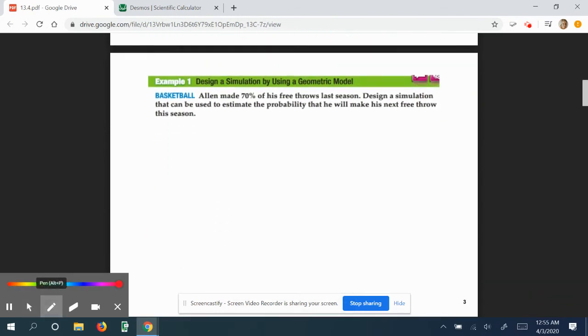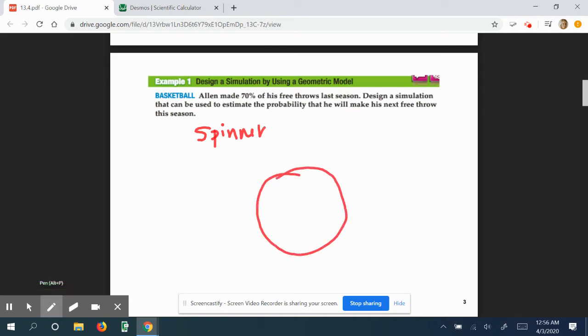Example one says, Allen made 70% of his free throws last season. Design a simulation that can be used to estimate the probability that he will make his next free throw this season. So a good way to do it would be a spinner, right? The reason I pick a spinner is because we can just draw a circle, and we want 70% of that circle.